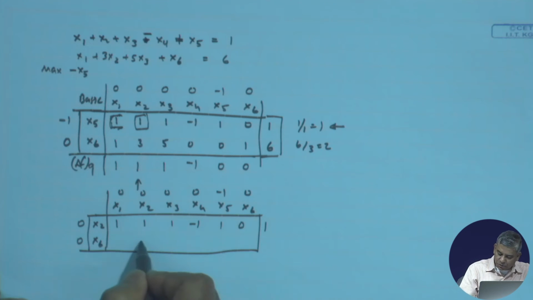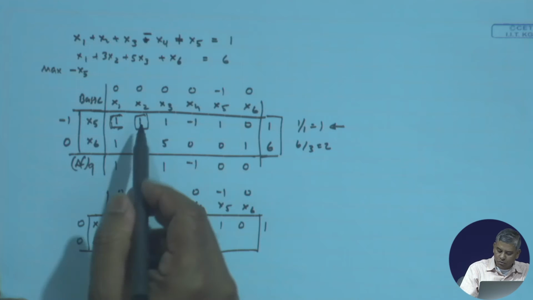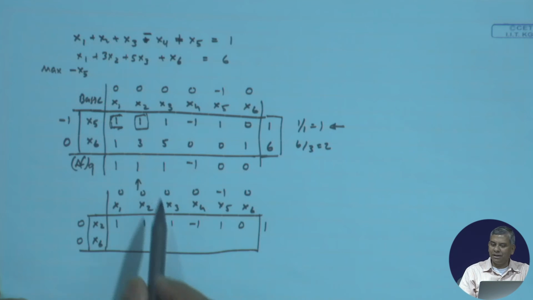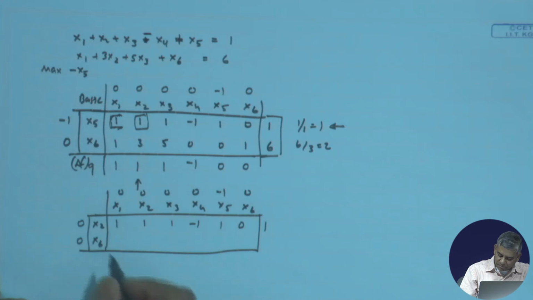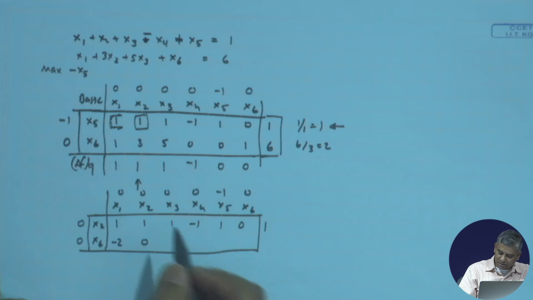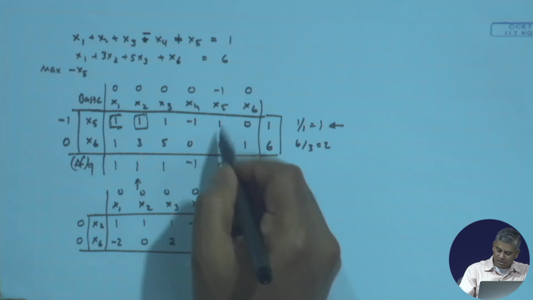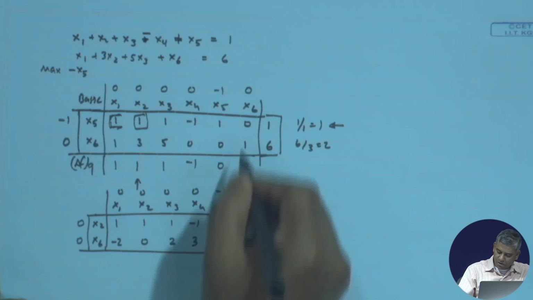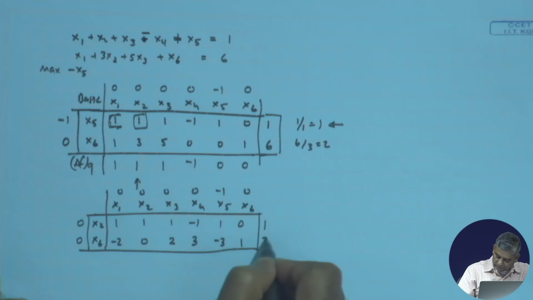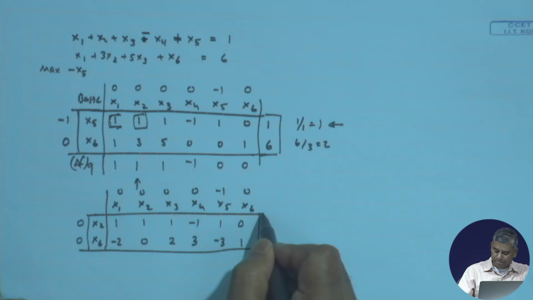1. This one I have to make 0, x2. So what I do, I multiply the top one by 3 and subtract from the second one. So 1 minus 3, it's minus 2. 3 minus 3, 0. 5 minus 3, 2. 0 minus minus 3, plus 3. Minus 3. 1, 3. Okay.